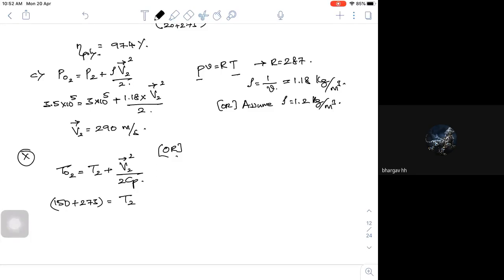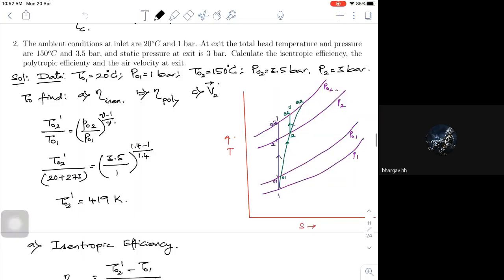Suppose if you ask to find T2, then V2 is an extra thing I am trying to do. So you are supposed to calculate T2 also. So 290 square divided by 2 into 1.005 into 10 to the power of 3. So I may end up with T2 is equal to 381.16 Kelvin. They have not asked what is the exit temperature. See, what is asked in the numerical is they have asked the exit velocity. That's it. They have asked the exit velocity.